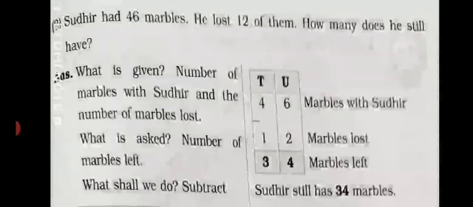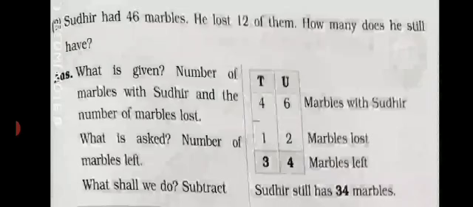Question number 5. Sudhir had 46 marbles. He lost 12 of them. How many does he still have? What is given? Number of marbles with Sudhir and the number of marbles lost. What is asked? Number of marbles left. What shall we do? We have to subtract.